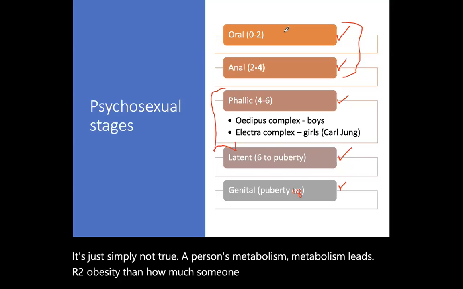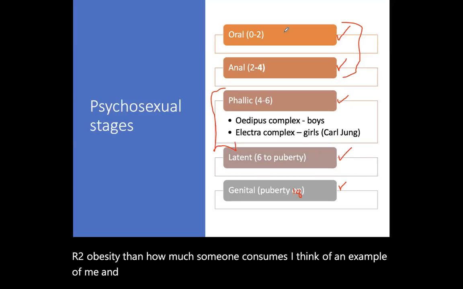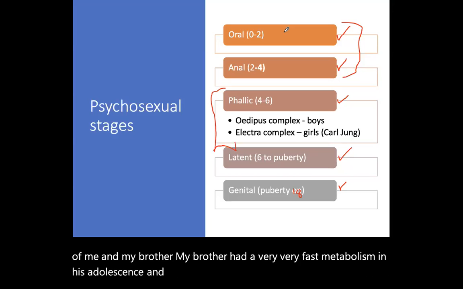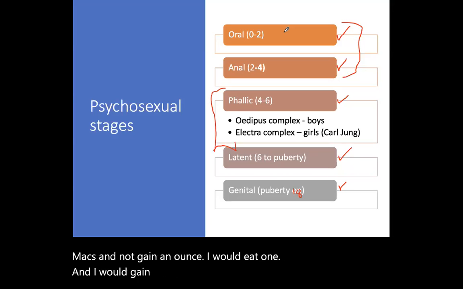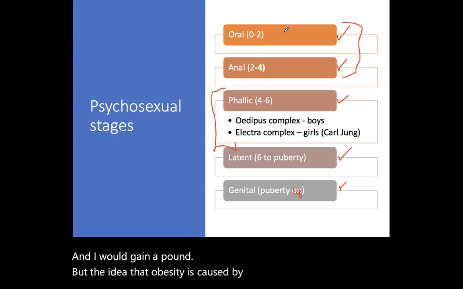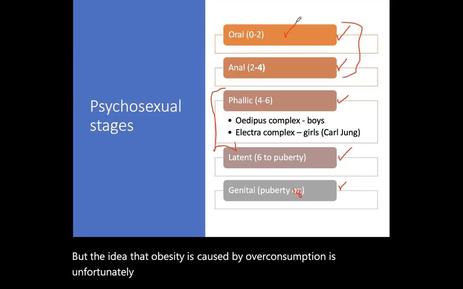I think of an example of me and my brother. My brother had a very, very fast metabolism in his adolescence, and he would go to places like McDonald's and eat 5 Big Macs and not gain an ounce. I would eat one and I would gain a pound. But the idea that obesity is caused by overconsumption is unfortunately a sad legacy left by Freud.